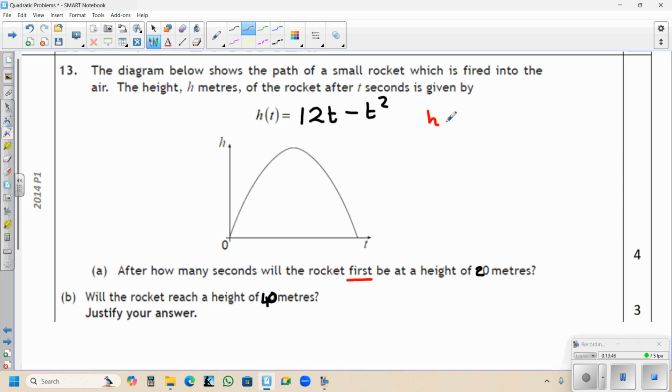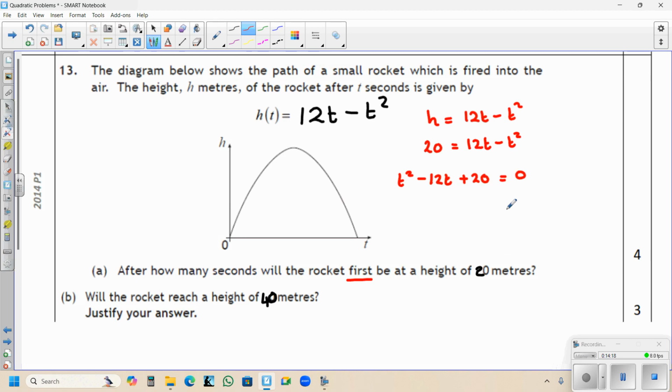So we know that h is equal to, I don't need this t, so it's 12t minus t squared. So height is 20, so 20 is equal to 12t minus t squared. I've got a quadratic, we're going to make it equal to 0, but I want a positive squared term. So I'm going to add t squared onto both sides, and I'm going to take away 12t. So I'll get t squared minus 12t. There's a 20 already there, so we'll leave it, and that's equal to 0.